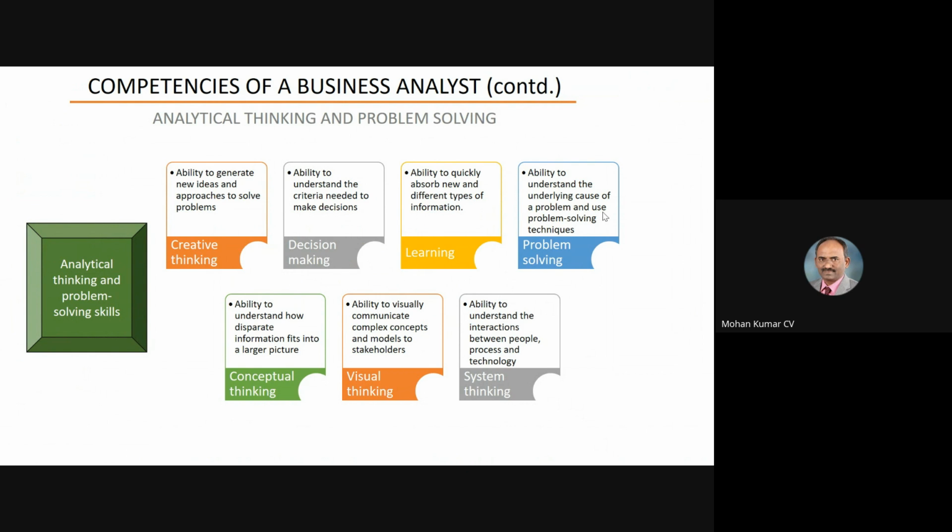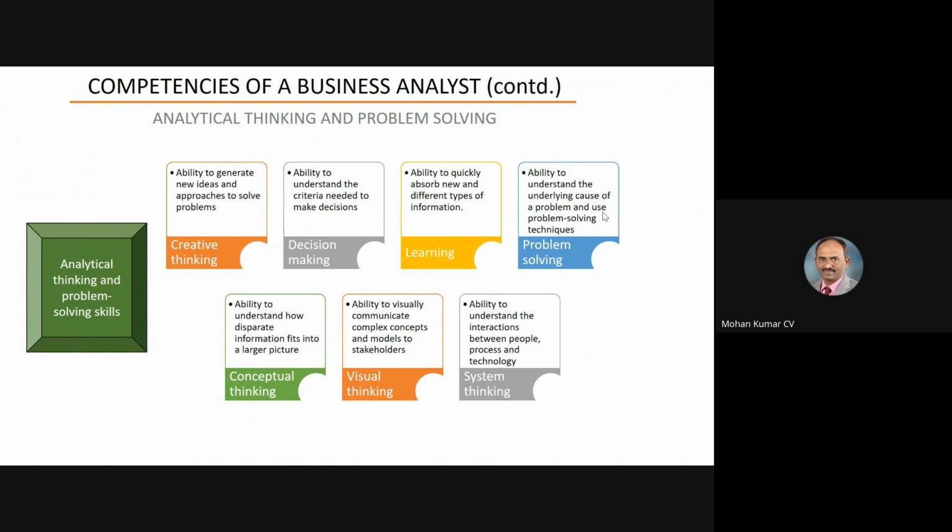And visual thinking. See, the majority of times, anything like the Ishikawa diagram I showed you just now, the fishbone diagram. By just me telling you about the fishbone diagram, you would not remember. If I go back and show it clearly and then explain, you will remember what is meant by fishbone diagram. It looks like a fish. Those bones indicate the different problems. So that's visual thinking, the ability to visually communicate complex concepts and models to stakeholders. If I can present it visually, then it becomes very easy for the other person to understand.